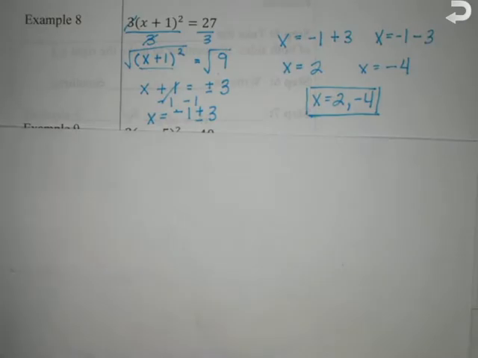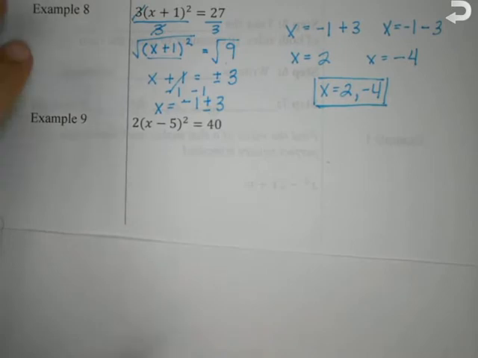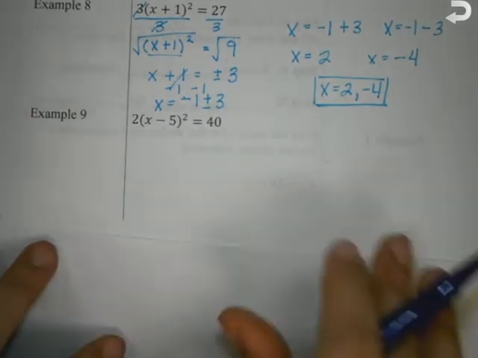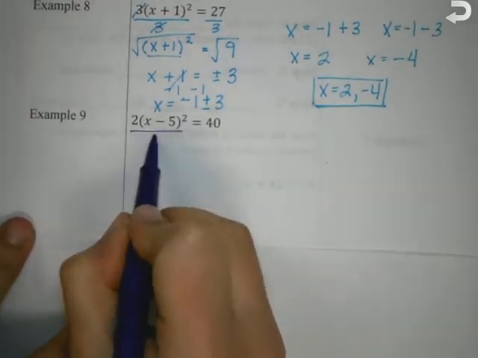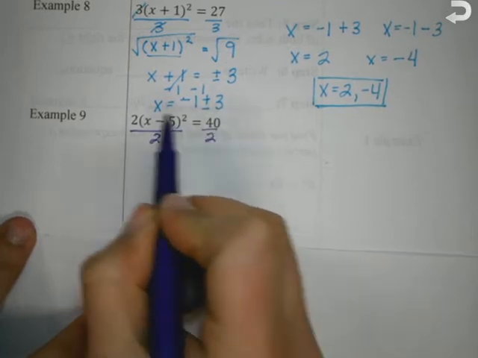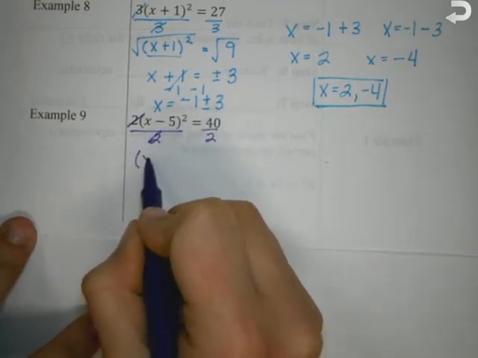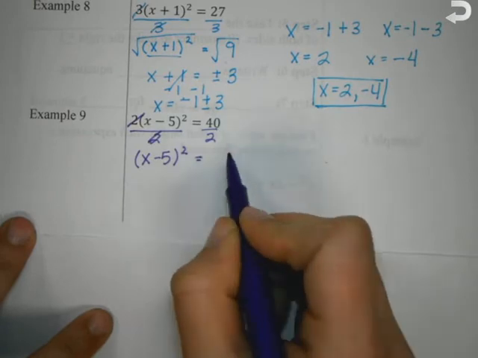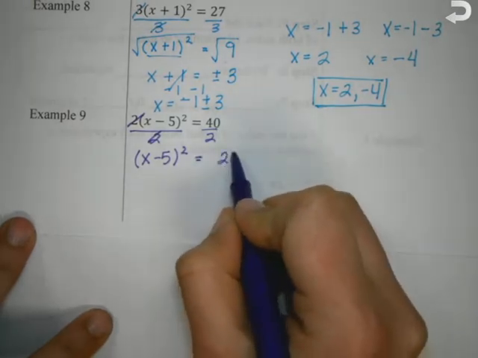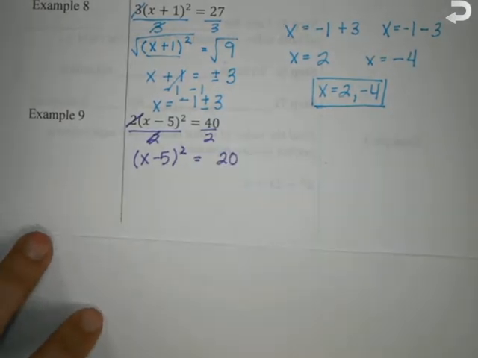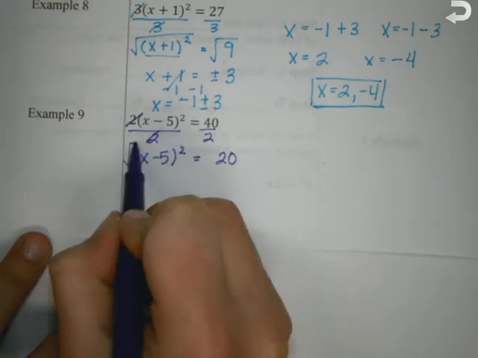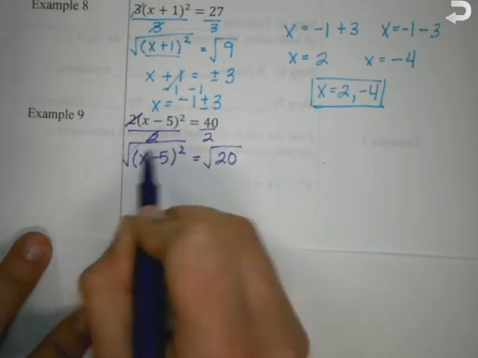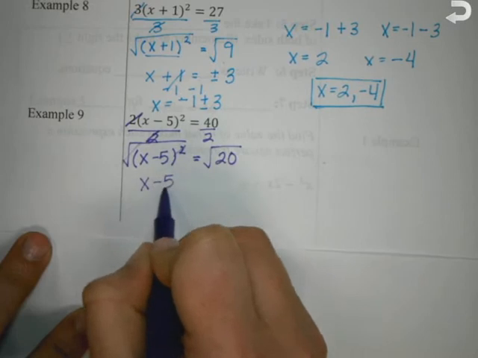Okay, so example 9. Is the squared term by itself? No. So what do I have to do to get rid of that 2? Divide by 2. Good. So this is x minus 5 squared equals 40 divided by 2? 20. Now what? Square root it. So my answer is just what's inside. So x minus 5 equals, okay, I took the square root, so I know it's going to be plus or minus something, right? So let's write that in right away.